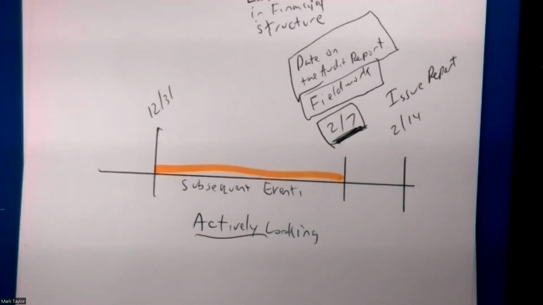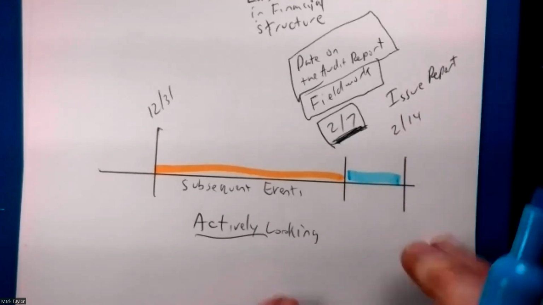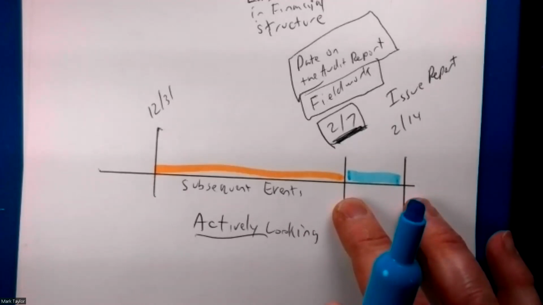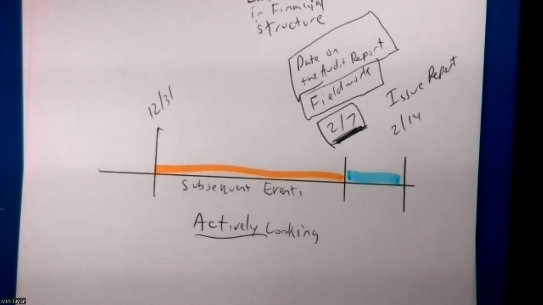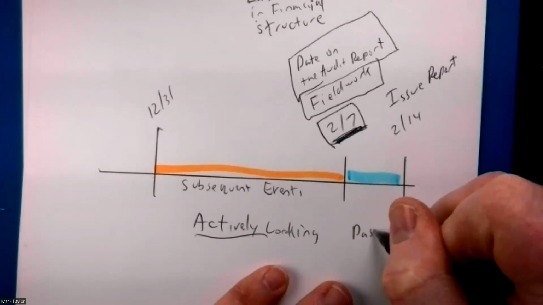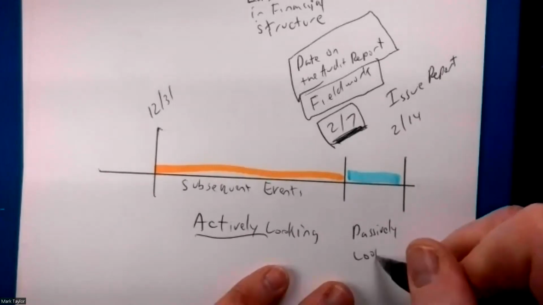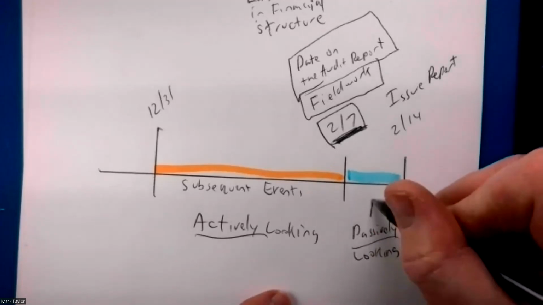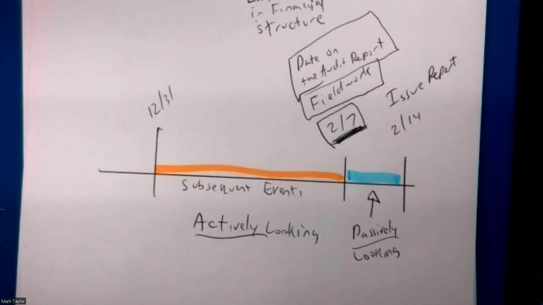Now, this is kind of the funny area in here. You haven't issued the report, but the date on the audit report is 2/7. During this period of time, you are only required to look passively. So anything that comes to your attention, you're not actively looking during this period, but anything that comes to your attention, you will take a look at.